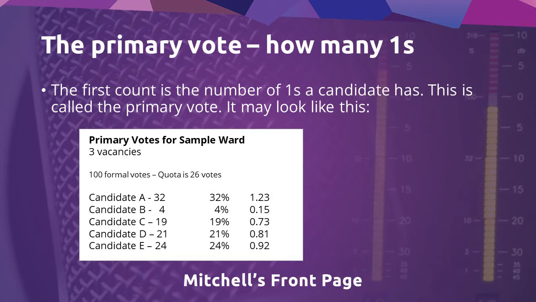Next to each candidate, I've got 3 numbers. I've got the number of votes they received, I've then got the percentage of the overall vote that they got, and then last of all, I've got the number of quotas that that particular candidate received. So as we can see, the quota is 26 votes. You need 26 votes to be elected, and candidate A got 32 of the votes. Therefore, they've got 1.23 quotas. Candidate B only has 0.15 quotas. This can be a useful statistic to see how close each candidate is to being elected in their own right.